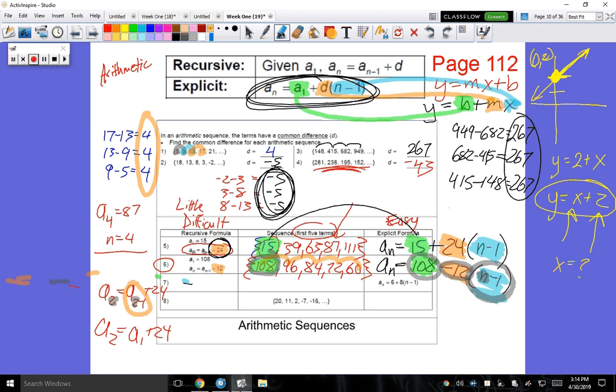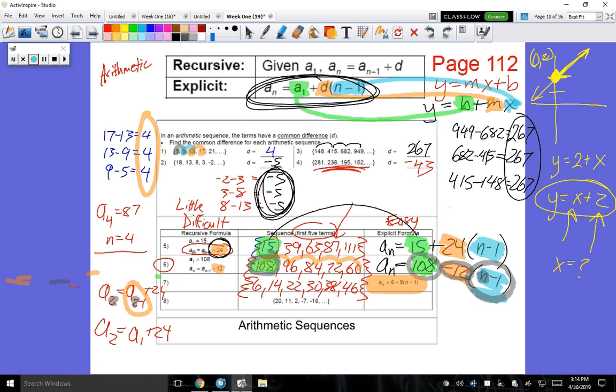Looking at this equation down here at the bottom right, can someone tell me how much am I jumping by every jump? 8. Where do I start? 6. Am I multiplying or adding? Adding. So it'll be 6, 14, 22, 30, 38, and 46. Is that correct? Okay.